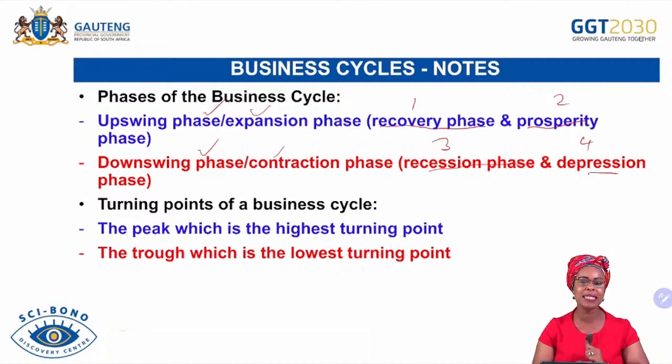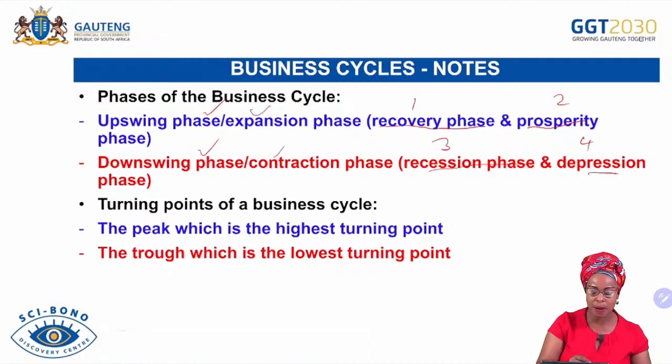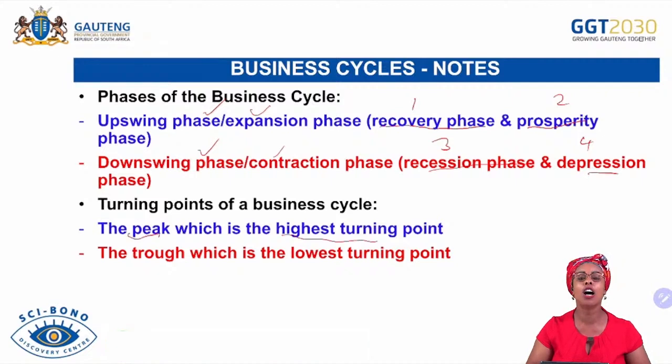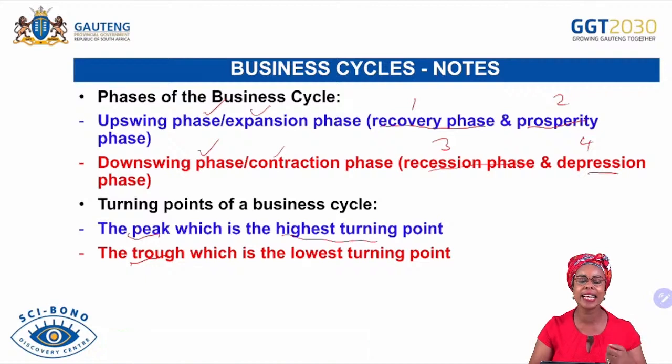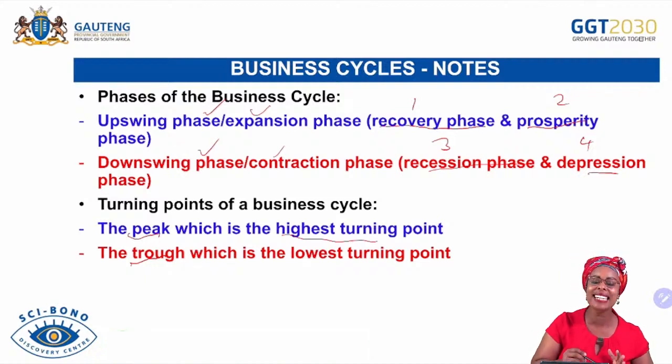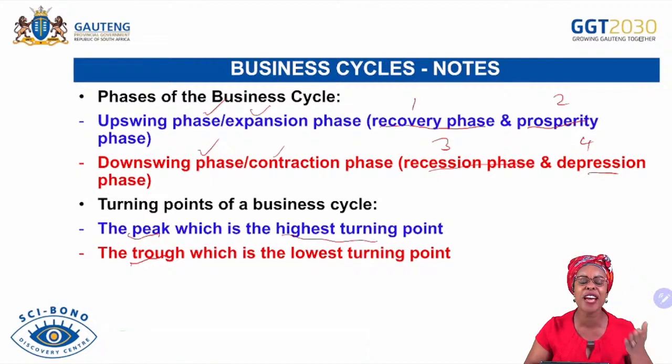Again, under a business cycle, we have turning points, and they are two. We have a peak, which is the highest turning point on the business cycle. We also have a trough, which is the lowest turning point. So please don't be confused. The peak and the trough are not phases of a business cycle. They are the turning points.